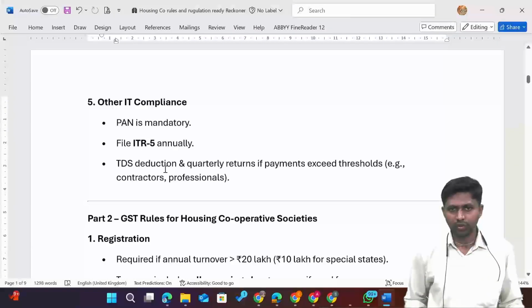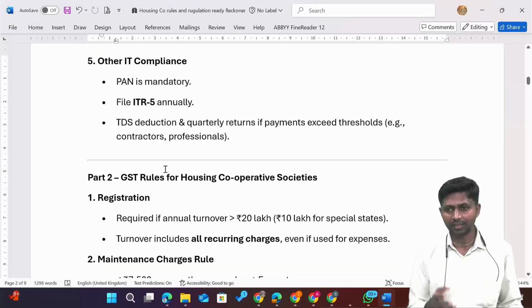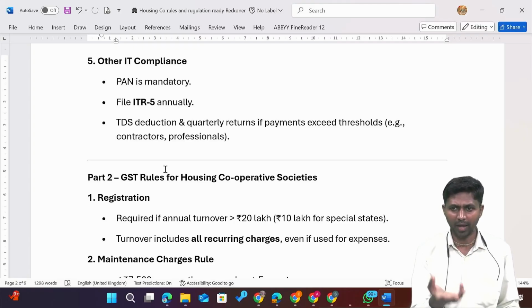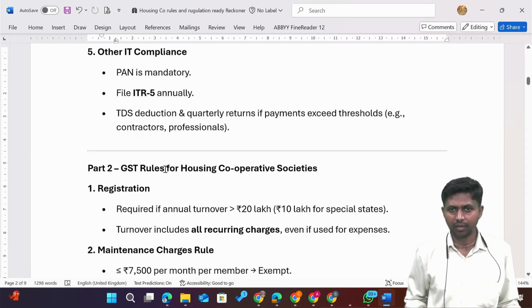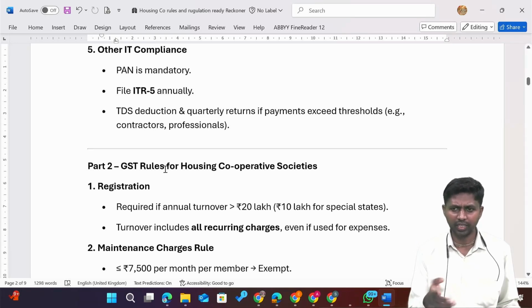Then, my dear students, other compliances under income tax. Obviously, to pay the tax and to comply with all the provisions, you are required to have a PAN number, permanent account number. That is compulsory. Then, which income tax return? ITR 5, you are required to file. Then TDS and all other provisions are also applicable.